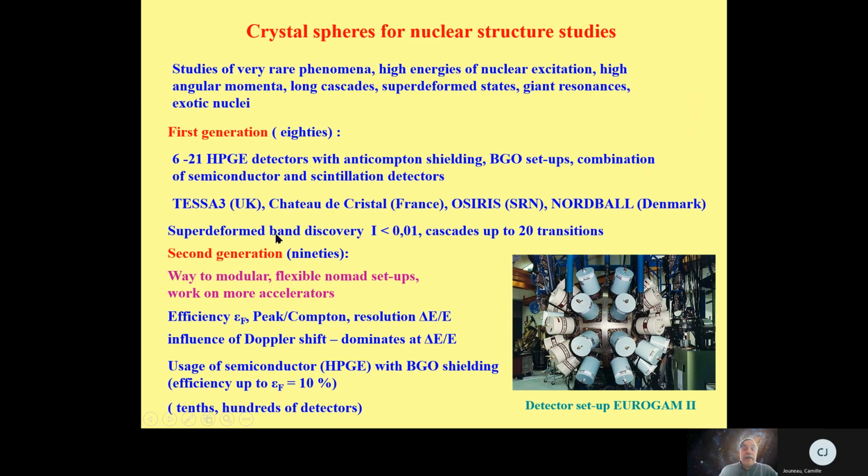And it was necessary from this point of view because, for example, these super deformed band states have only about 1% of the full intensity of these gamma decays. And they had about 20 transitions in one cascade.